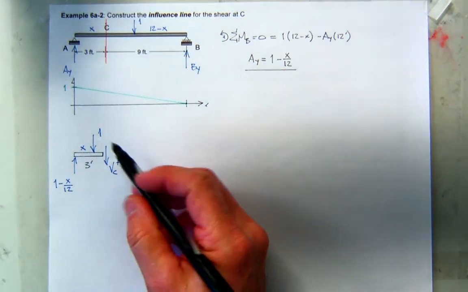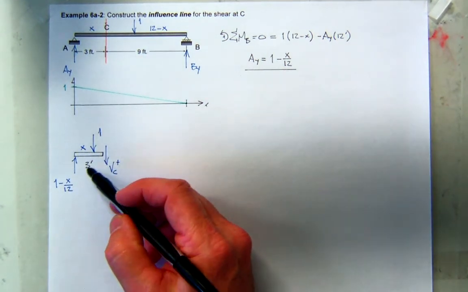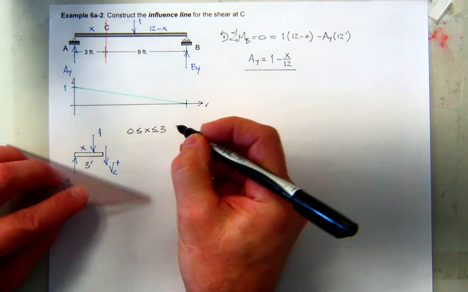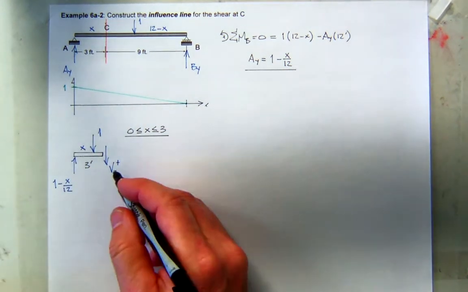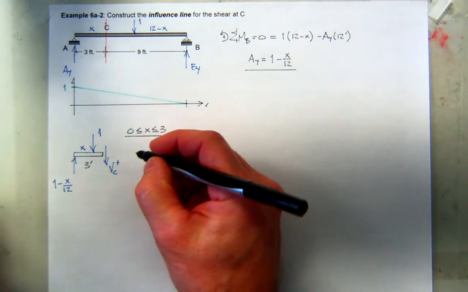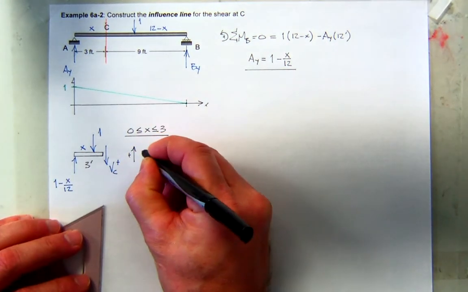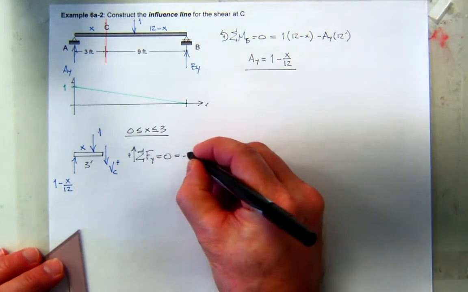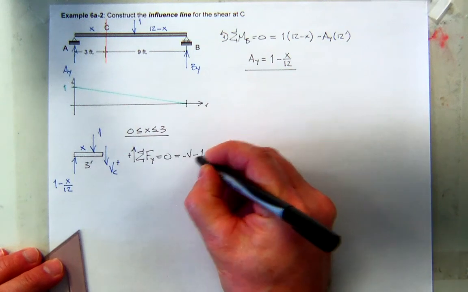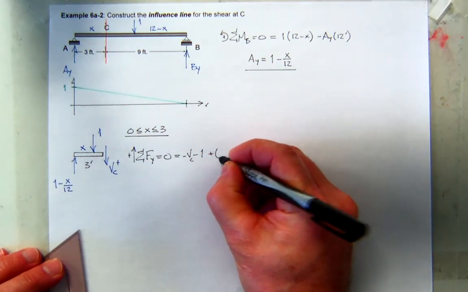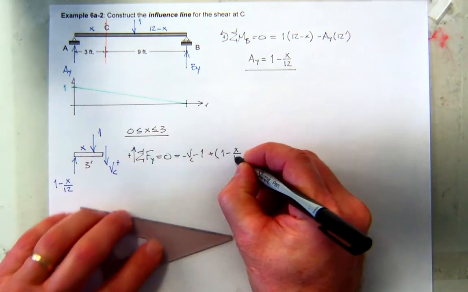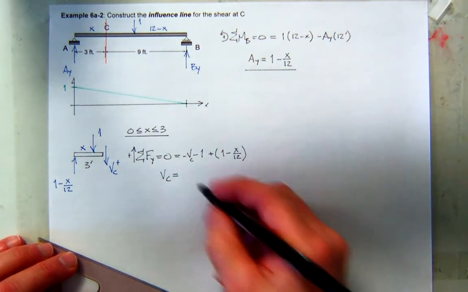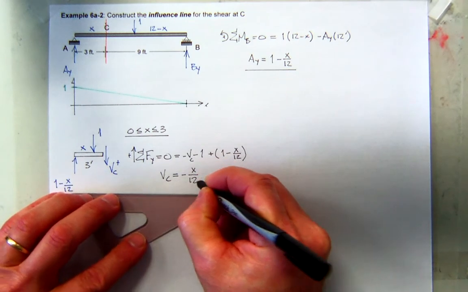Here's my free body diagram. So since the unit load is operating in this range, this is the one where we're going to say that this is going to be valid from 0 to 3. So how do I find the shear at C? Sum forces in the y direction. I'll assume up is positive. We'll make sure we're in equilibrium. What do we have? Well, we've got the shear acting down. We've got the unit load acting down. And we've got this reaction up. That'll be 1 minus X over 12. So when you solve for the shear at C, what do you get? Minus X over 12.